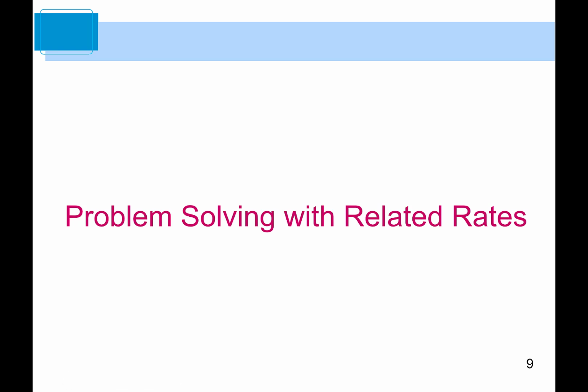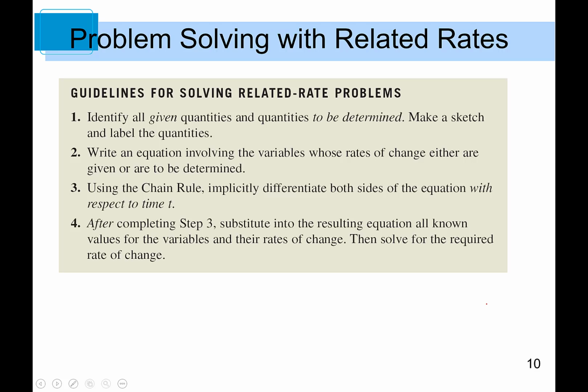Alright, so next let's take a look at problem solving with related rates. So first of all, there are several steps, guidelines for solving a related rate problem. First step, identify all given quantities and quantities to be determined. Make a sketch and label the quantities. Second step, write an equation involving variables whose rates of change either are given or are to be determined. Use the chain rule. Implicitly differentiate both sides of the equation with respect to time t.